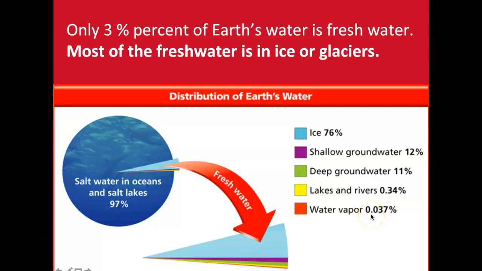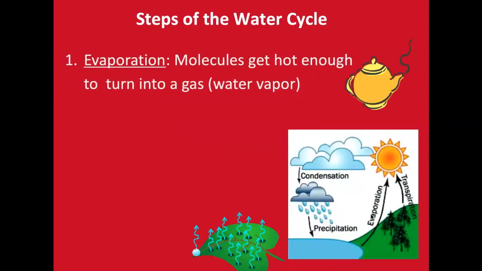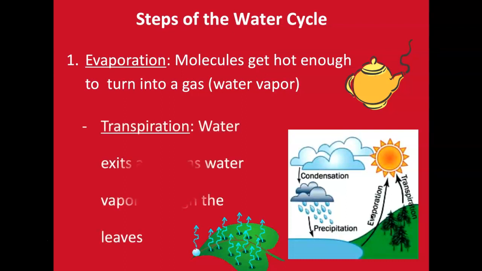The hydrologic cycle, the water cycle, we've talked a bit about this in the past. So the water cycle is just going to be the process where water moves on our surface, underground, up in the atmosphere, back and forth. So the different parts of the water cycle, there are three main parts that we usually think about with a water cycle: evaporation, condensation, and precipitation. So evaporation is going to be where those molecules get hot enough that they move so fast they turn from liquid to a gas, and that gas is then called water vapor.